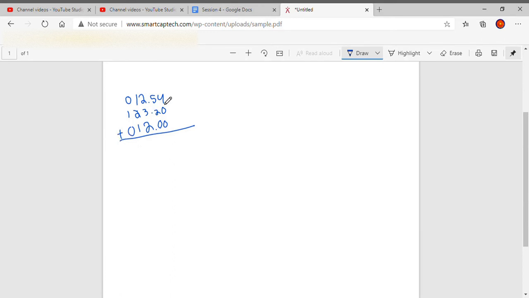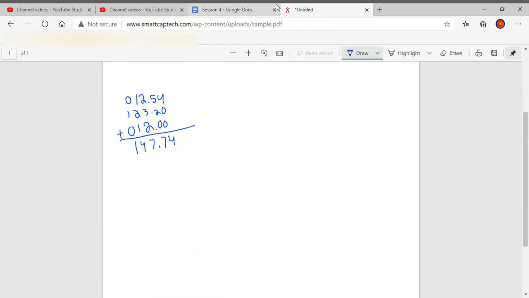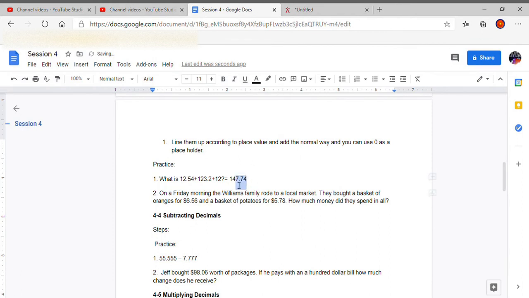Very simple. So 4 plus 0 plus 0 is 4, 5 plus 2 plus 0 is 7, decimal point. You don't add all the decimal points and you don't put 3 decimal points. You just put 1. Then 2 plus 3 plus 2 would be 7. And then 1 plus 2 plus 1 is 4. And then 0 plus 1 plus 0 is 1. So the answer is 147.74.